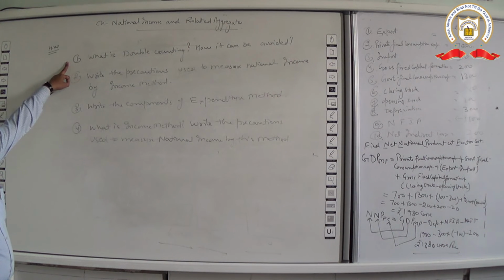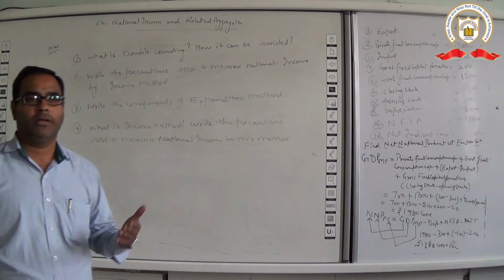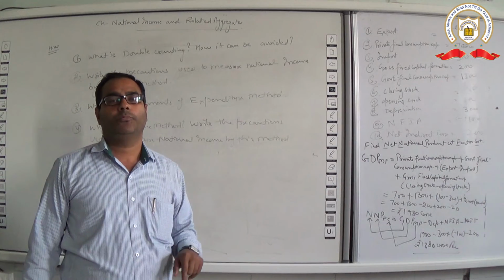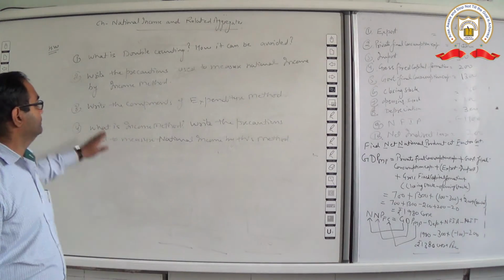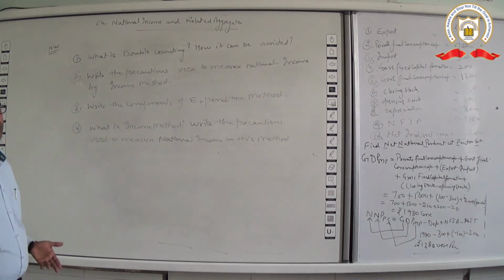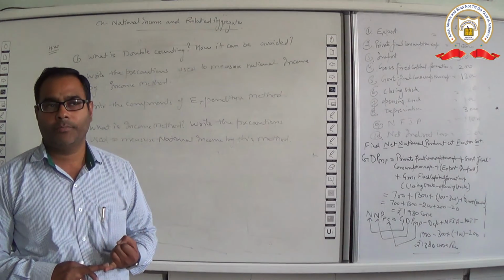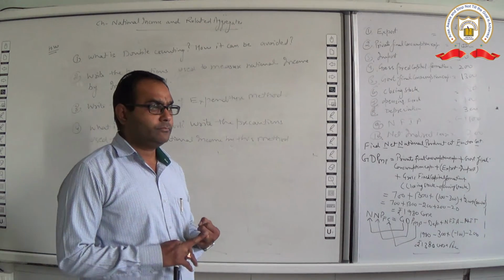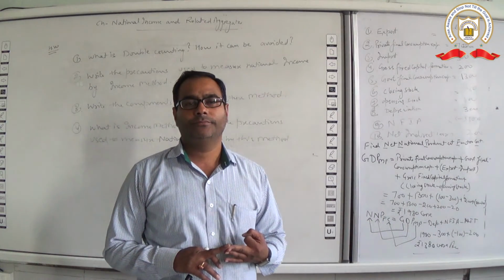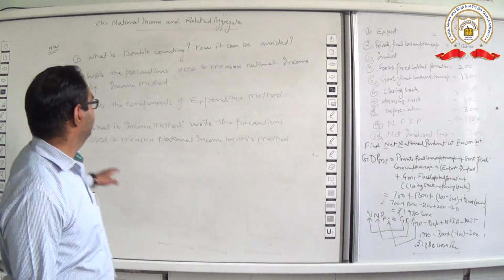What is double counting? How can it be avoided? Double counting, as you all know, is when the value of a commodity is included in the national income more than once. It can be avoided by using two methods: final output method and value addition method. What precautions should be used while measuring national income by income method? See, there are certain precautions: income from sale of second hand goods should not be included, income from sale of shares and bonds should not be included, value of intermediate goods should not be included, and imputed rent of owner's occupied house should be included.